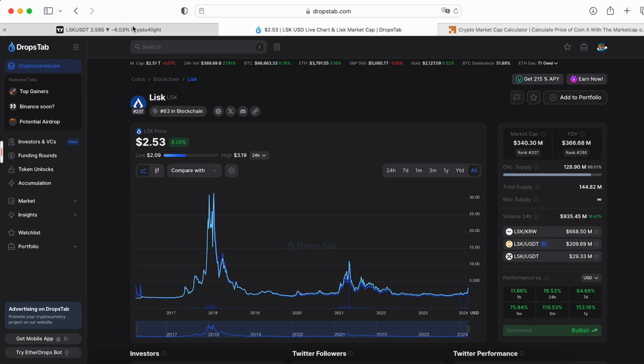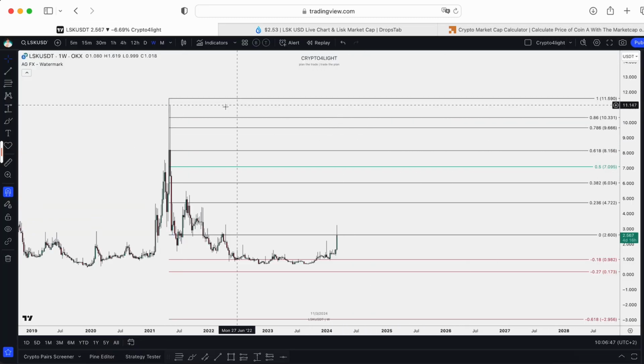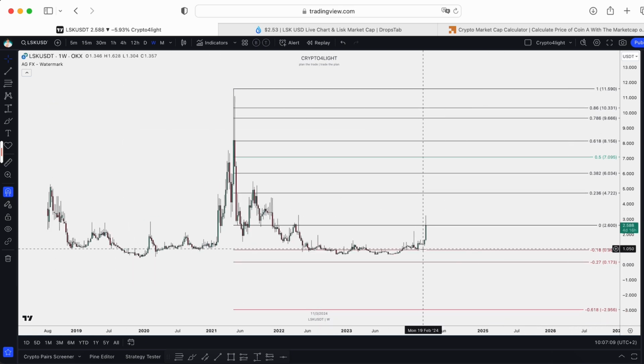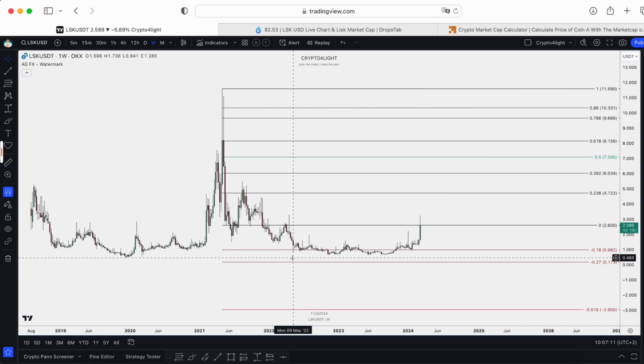Take a look at this chart. Based on this chart, we got a top of $11.59, then crashed down, found a main support, and consolidated, and we traded inside this block from May 2022 till the last touch of the block. It was January 2024. So the whales got more than enough time for accumulation. Usually this block is the best time for accumulation.